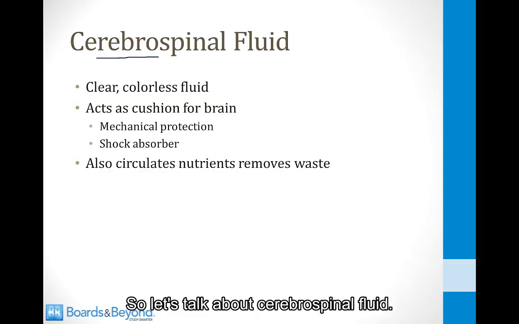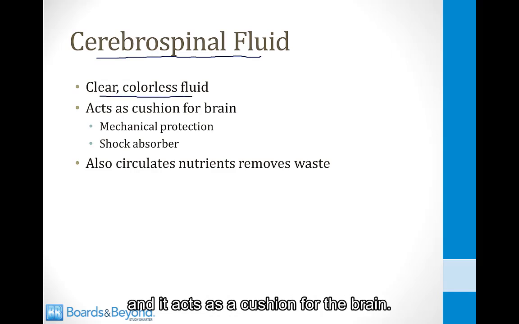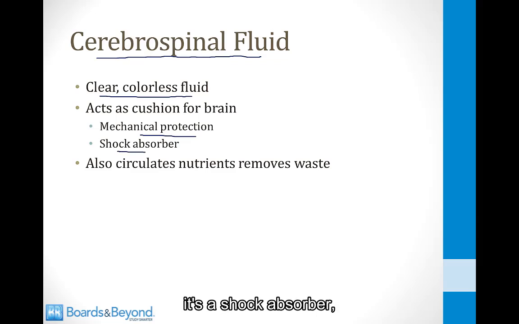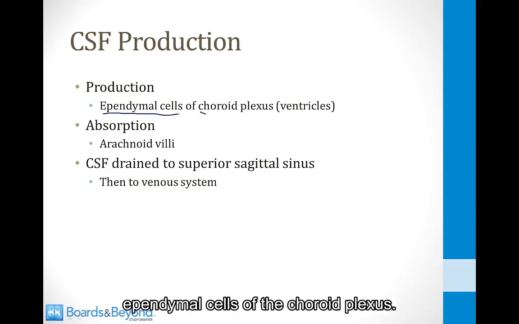So let's talk about cerebrospinal fluid. This is clear, colorless fluid, and it acts as a cushion for the brain. It gives it mechanical protection, it's a shock absorber, it also circulates some nutrients and flushes out waste from the CNS. CSF is produced by cells called ependymal cells of the choroid plexus.